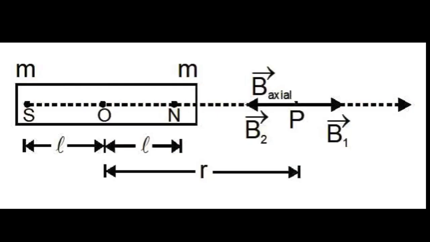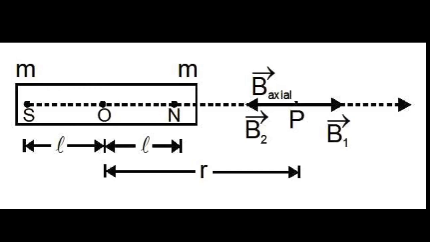at a point on the axial line of a bar magnet. Let O be the center of a bar magnet, having magnetic length 2l. Consider a point P on the axial line of the bar magnet at a distance small r from the center O of the bar magnet. Assume Qm represents the pole strength of each pole of the magnet. Let a unit north pole be placed at point capital P.